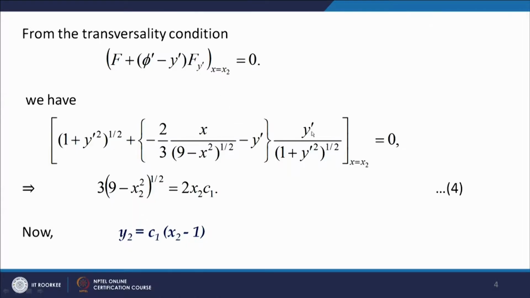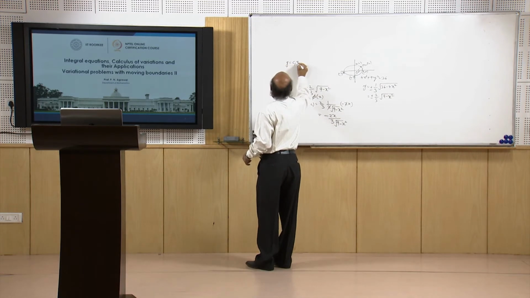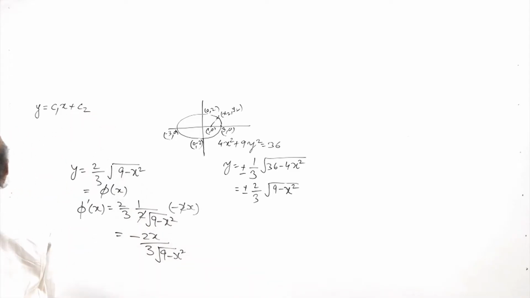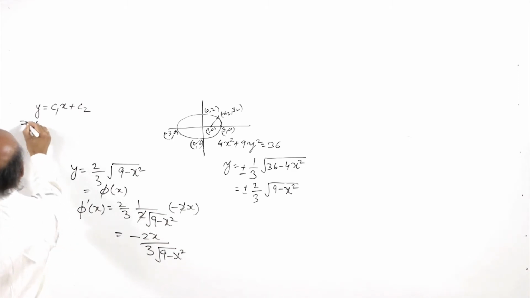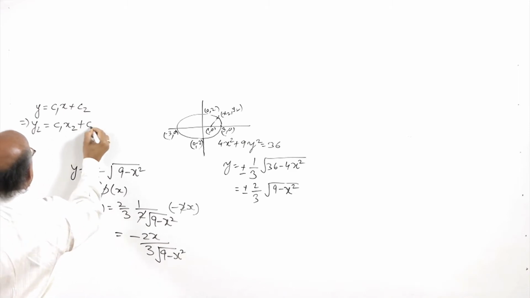F y dash is y dash divided by under root 1 plus y dash square, evaluated at x equal to x2. And when we simplify this equation, what we get is 3 times (9 minus x2 square) raised to the power half is equal to 2x2 into c1. And what we have is y equal to c1x plus c2. So this implies y2 equal to c1x2 plus c2.